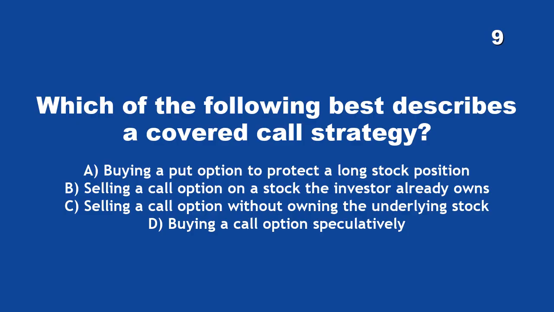Which of the following best describes a covered call strategy? Option A, buying a put option to protect a long stock position. Option B, selling a call option on a stock the investor already owns. Option C, selling a call option without owning the underlying stock. Option D, buying a call option speculatively. The correct answer is B, selling a call option on a stock the investor already owns.